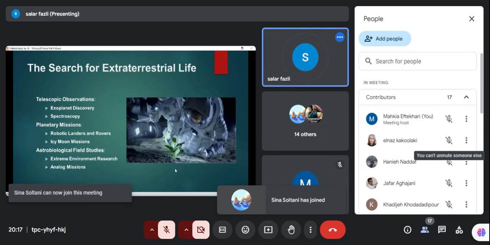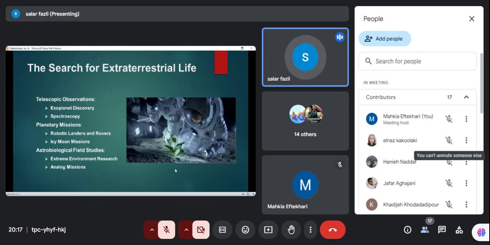And in the case of planetary missions, robotic landers and rovers, missions like NASA's Perseverance on Mars and the European Space Agency's Rosalind Franklin rover are designed to search for signs of past or present life through analysis of soil and rocks on other planets, such as Mars.